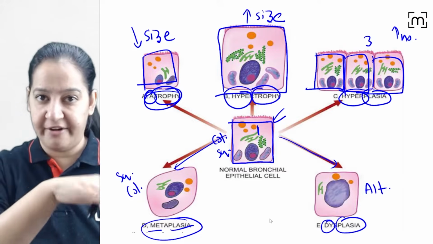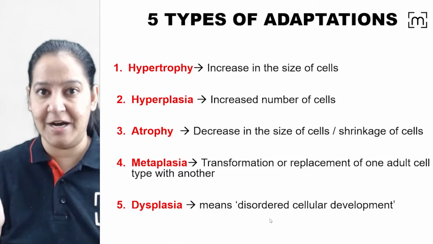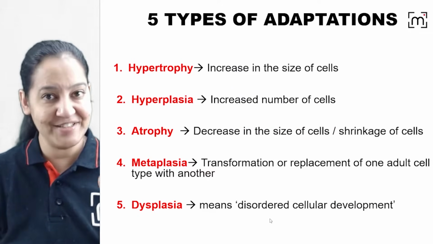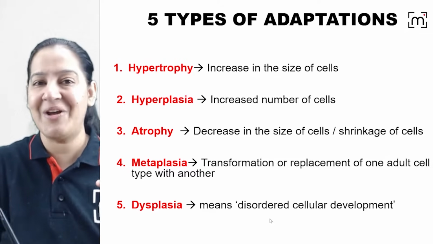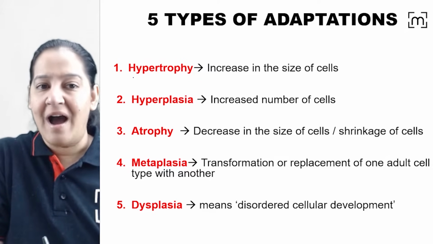You can see the 5 diagrams. You can split the term. You can write the definition. Can you write the definition? Yes. So what are the 5 types of adaptation? Can you tell me the definition?